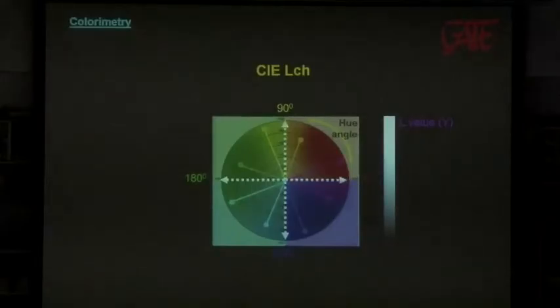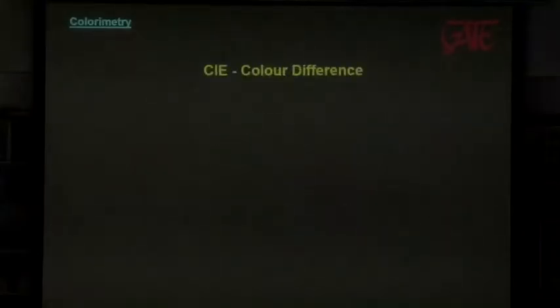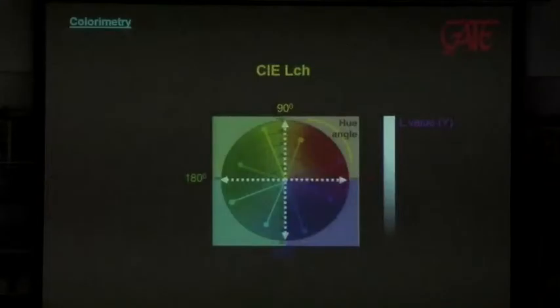Chroma and hue. Hue is denoted by the angle. Okay? And lightness is the same as before, how light or dark the color is. So when you see the color, if two colors have the same value, that means they will match.